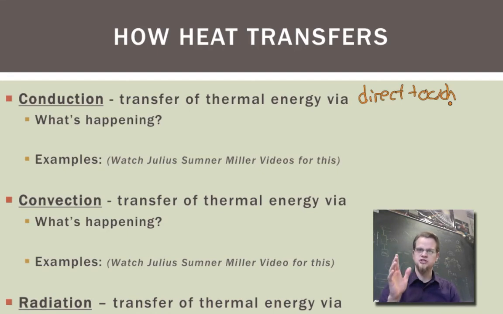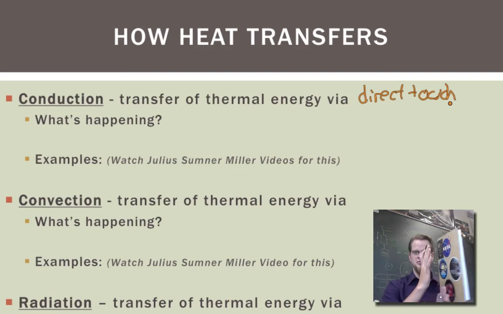Now what's actually happening is the molecules in my hand, which are moving around, not much, but they're moving, they're wiggling and jiggling, they actually hit the molecules that are on the table. So you've got the hand and let's say a clipboard is the table. The molecules are actually bumping into each other. And so the faster moving ones are hitting the slower moving ones and speeding them up. So these get slower and these get faster. That's what's going on with conduction.